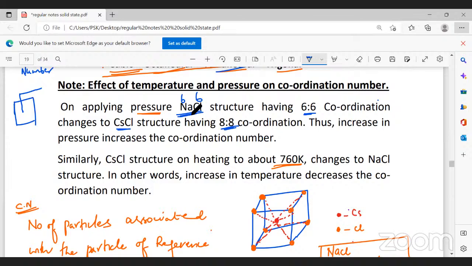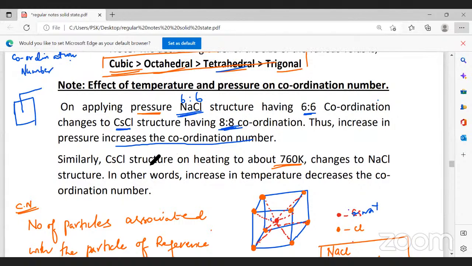Actually, the coordination number of sodium chloride at normal condition is 6:6. That means each sodium ion is surrounded by 6 chloride ions and each chloride ion is surrounded by 6 sodium ions. But when you increase pressure, the structure itself changes from sodium chloride structure to cesium chloride structure. Each chloride ion will then be surrounded by 8 sodium ions. Therefore, on applying pressure, the coordination number increases. Followed? Yes, sir.